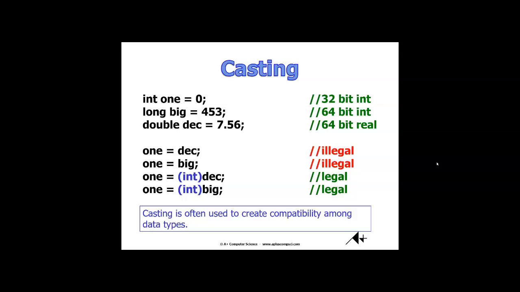We can mix those around. When we mix them around and you try to put the decimal into an integer, that's a loss of precision, which is what we saw before when we were dealing with this initially. And then you put big into one, big is a long, can't put a long into an integer. That's basically a loss of precision too. And then we have decimal and we have big, and we're casting both of those to integers. When we put that cast on there, that's a temporary conversion. It allows that assignment to work because the data types match up.